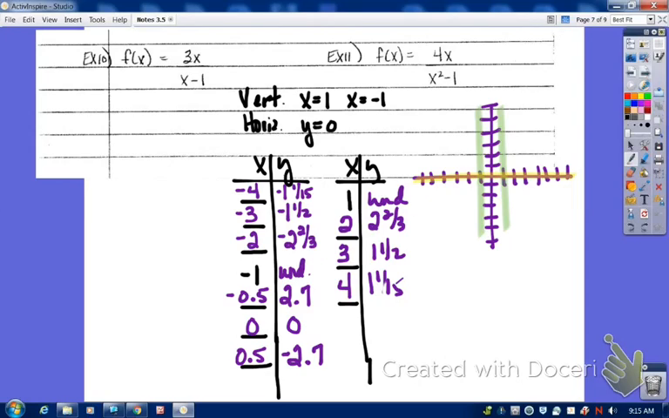How many pieces are going to be on this graph? How many? 3. If you have 2 vertical asymptotes, there'll be 3 pieces. One piece will be to the left of the leftmost vertical asymptote. There'll be a piece in the middle, and there'll be a piece on the right-hand side. So -4, 1 and 1/15, 2, 3, 4, a little bit down. 1.5 is a little bit further. 2 2/3. Just kind of get your little curve there.